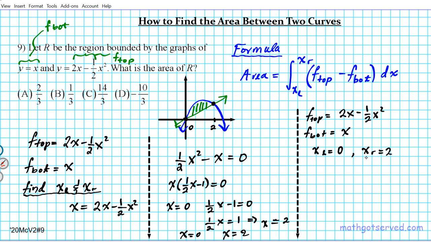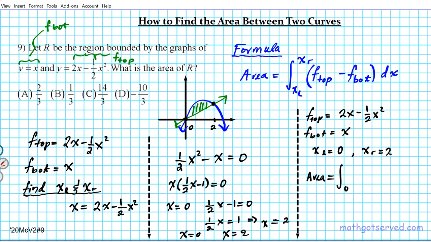Pick a number between them. So let's pick 1, for example. Okay? If you put 1 into the linear function, you get 1. If you put 1 into the quadratic, you get 2 times 1, which is 2, minus 1/2 times 1 squared, which is 1/2. 2 minus 1/2 is 3 over 2. 3 over 2 is bigger than 1, so you see that the quadratic is on top.